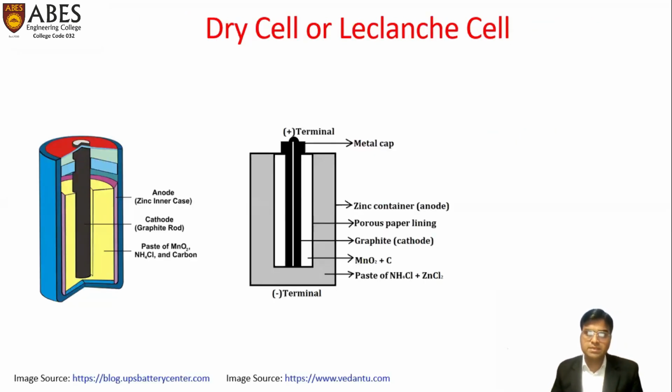Now we shall discuss the construction and working of the dry cell or Leclanche cell. This is the picture of a dry cell and its vertical section. We can see outside there is a zinc container, and at the center there is a graphite rod. The graphite rod is surrounded by manganese dioxide, ammonium chloride, and zinc chloride.